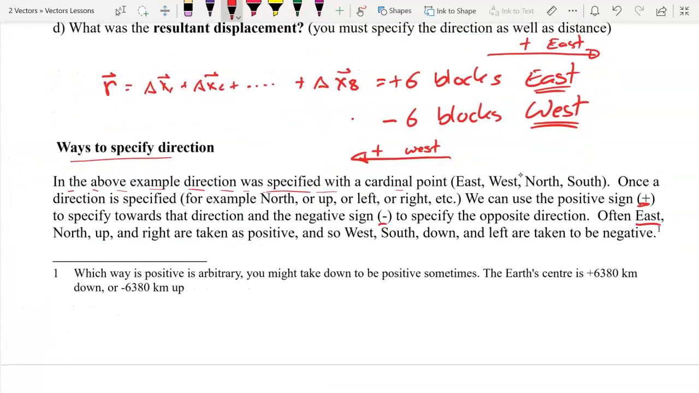Okay, we often use east, north, up, and right as positive, and by convention, we often use west, south, down, and left as negative. But it's not always the case, right? For instance, if somebody asked you, where is the center of the Earth? You could point downwards and say it's 6,380 kilometers down, right? In that case, down becomes positive.